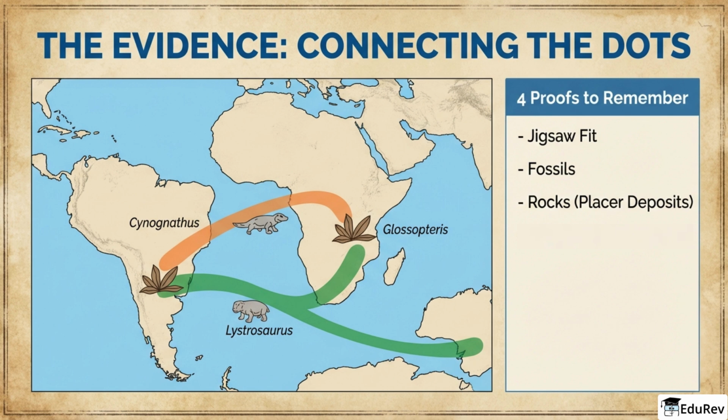Wegener still had strong evidence, and you should remember it as 4 proofs: jigsaw fit, fossils, rocks including placer deposits, and paleoclimate. Fossil distribution like Cynognathus, Lystrosaurus, and Glossopteris appearing across separated continents was a major clue. In prelims, they may not ask the whole story. They may just ask which fossil is linked with drift-type evidence. So keep these names associated with the idea of former land continuity.